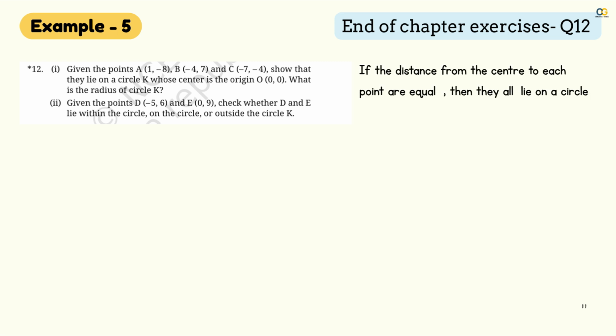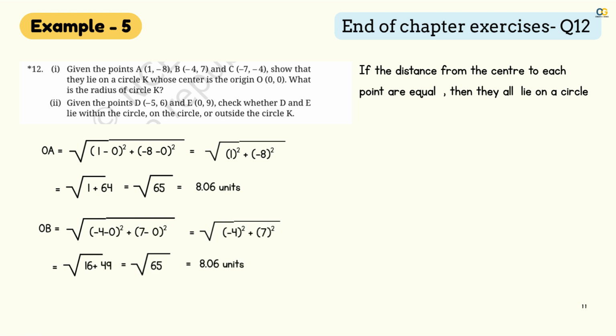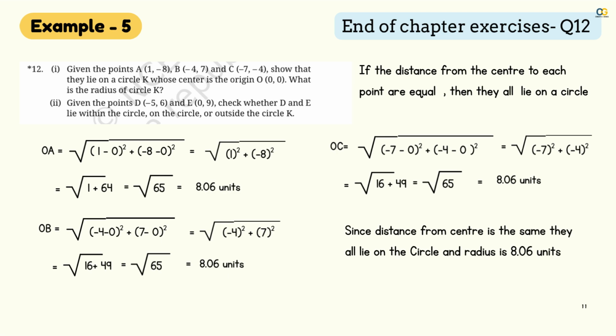So, if the distance from the center to each of the points is equal, then they all lie on the circle. So let us find out the distance one by one. So OA, O being the center. That would be root over (1 minus 0) square plus (8 minus 0) square, which is equal to 1 plus 64, which is root over 65, 8.06 units. Distance OB is also root over 65, which is 8.06 units. And OC is also root over 65, which is 8.06 units. Since the distance from the center is the same, they all lie on the circle and the radius is 8.06 units.